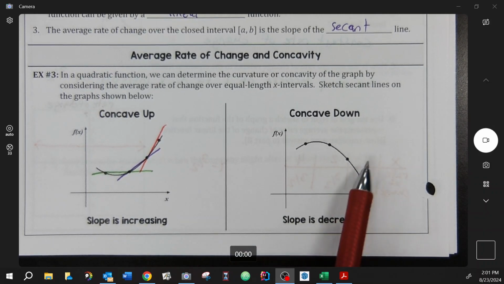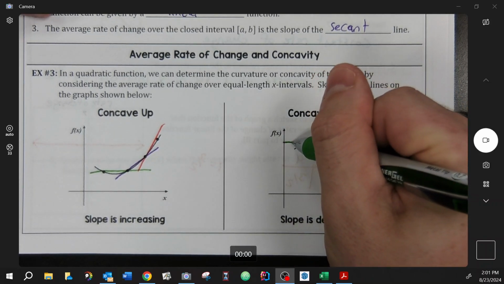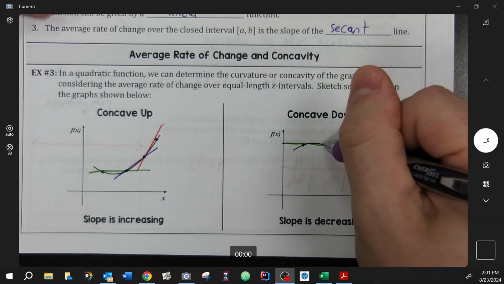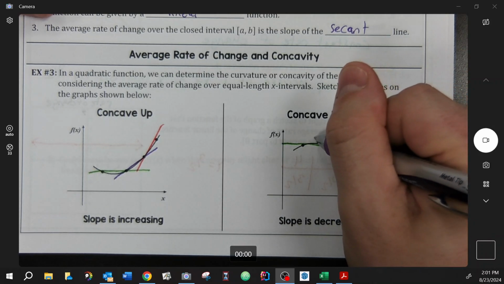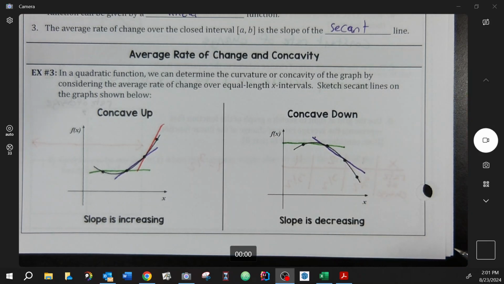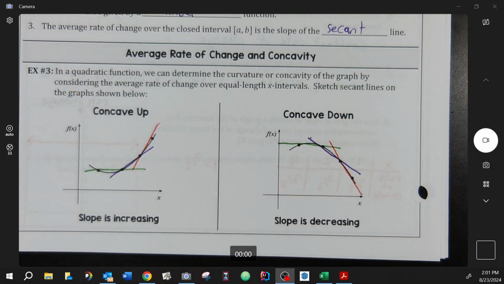And the same thing happens over here with the negative secant slopes. There's a secant line with a negative slope. Here's the next, which would be consecutive, secant line with a negative slope. You can see it's steeper, so it's quote unquote more negative. That means it decreased. And then there's this one, which is steeper still, meaning more negative, decreased again.